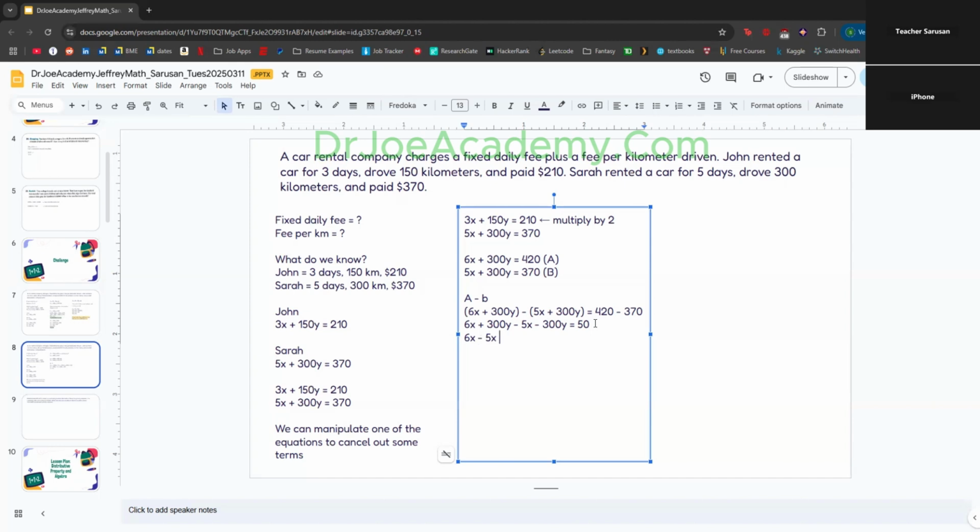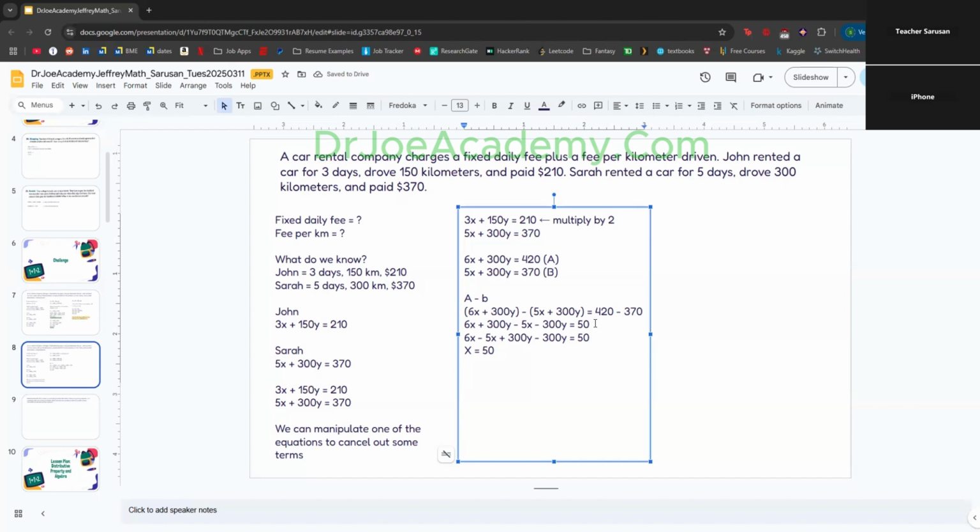Let's rearrange the other terms too. So we've got plus 300y minus 300y equals 50. So that's 1x, or just simply x, plus 300y minus 300y. Those cancel out, so that equals 0. And the right side is 50, so x equals 50. So we got our x value. That's already done. Now, to get y, we just sub it back into one of these formulas.